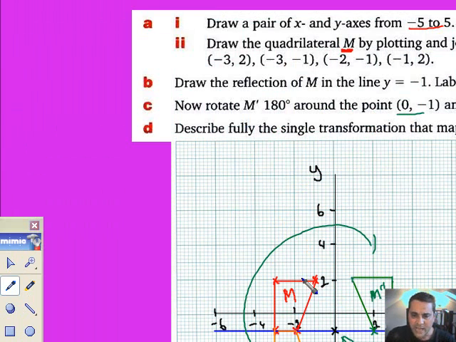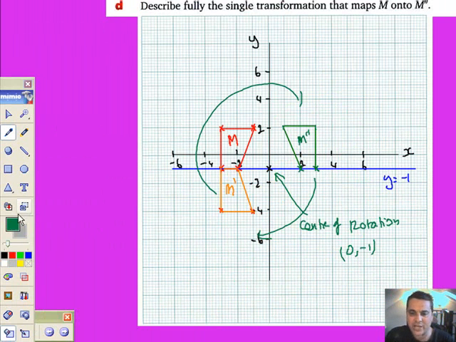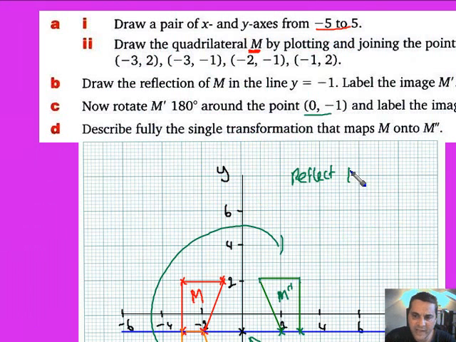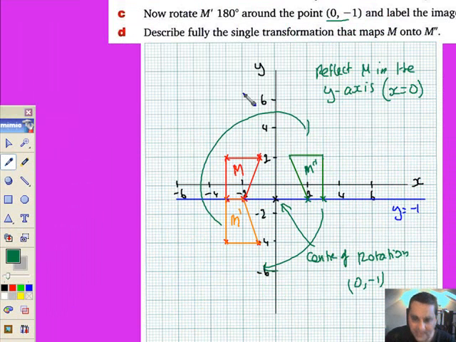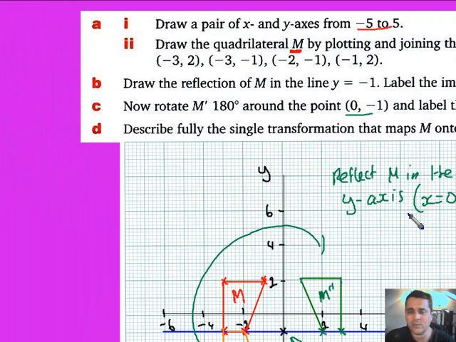I won't draw here, but look, as you can see, they're like facing each other. So I think M can be reflected in the y-axis onto M dash dash. So I'm now going to write that in blue up here somewhere. Reflect M in the y-axis. Now what is better still is to name the equation of the line, which is the line x equals 0. Remember, all the x lines go vertical, so x equals -6 is that one, x equals 4 is that one, and so x equals 0 passes through the point 0, 0. So reflect M in the y-axis, or better still in the line with equation x equals 0, and that's it.